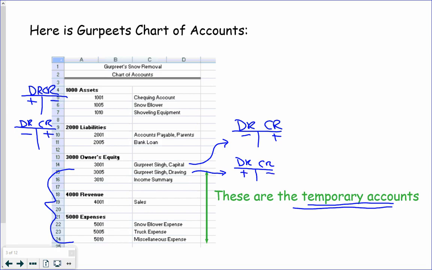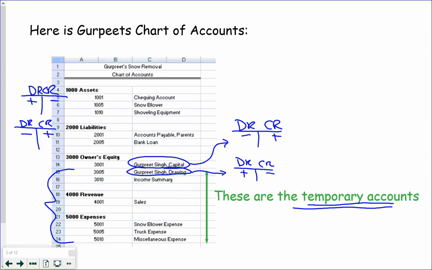The reason these are opposites, so the capital account and the drawings account are opposites, is because think about it. Capital is the money the owner invests in the company. Drawings is the account that the owner of the company takes out. It's the money the owner takes out of the company. So this is the owner putting in money. This is the owner taking out money. They're opposites. They work against each other. So their debits and credits have to be opposite. Okay.